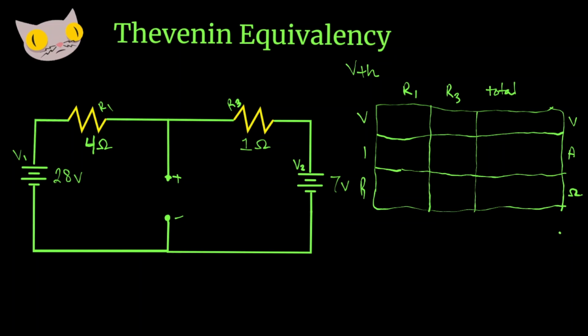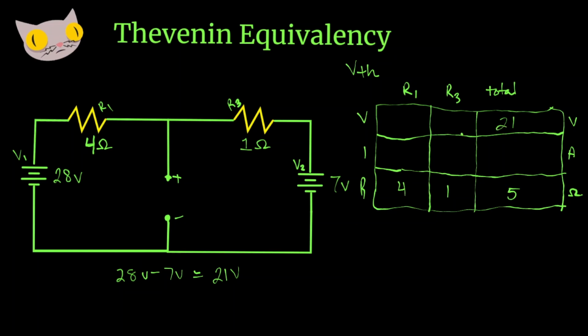Okay, so we have our table set up. Let's fill it in with what we know. So R1 is 4 ohms, R3 is 1 ohm, giving us a total of 5 ohms. The voltage drop in the circuit is going to be 28 volts minus 7 volts, giving us 21 volts. So that's going to be our total voltage in the circuit.